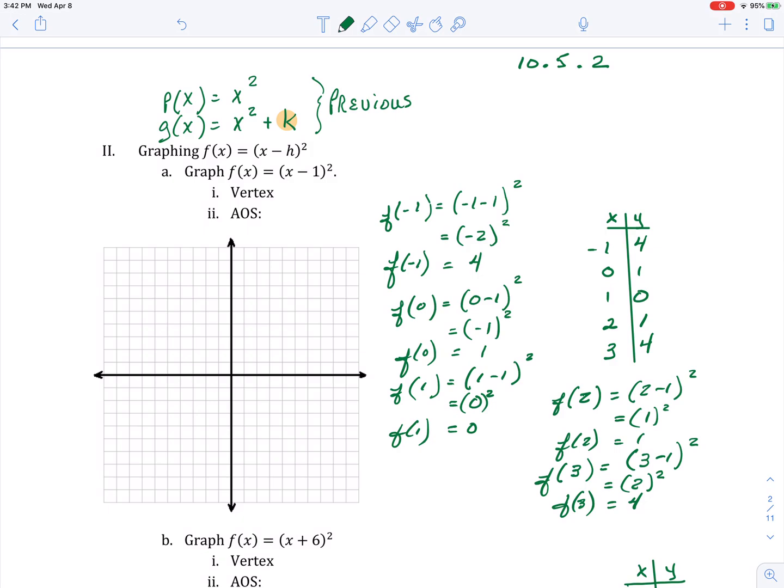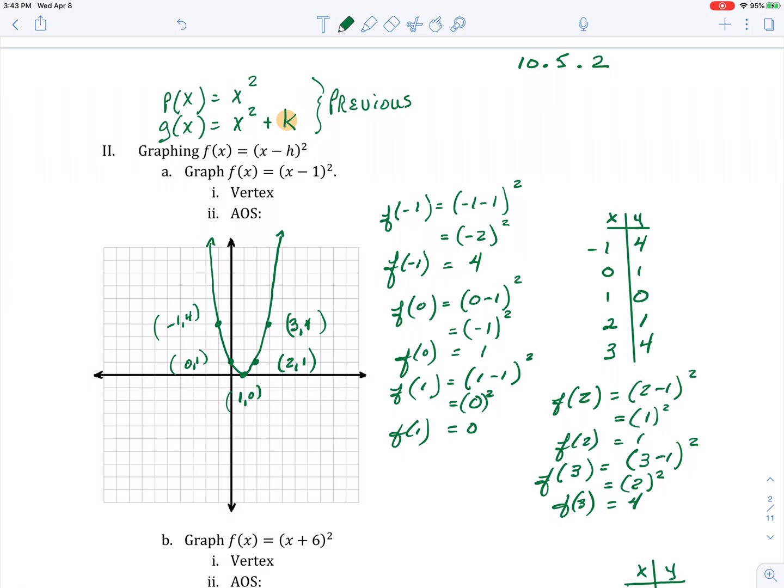-1, 4 is right here. 0, 1 is there. 1, 0 is here. 2, 1, aha, you see it turning around there. And 3, 4. So you can begin to see the shape of the parabola. It's pretty clear now. It's opening up, both arrows going out the top.